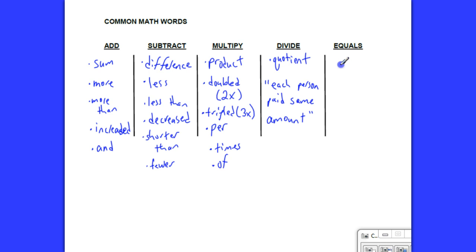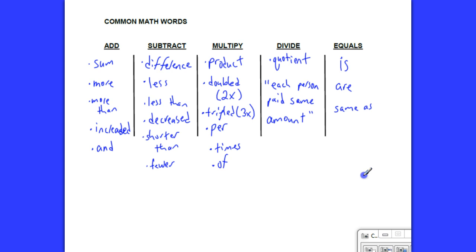So equals. The most common word for equals is the word "is" or "are." "The same as" can mean equals as well. There's much more that can go on this list. It just depends on the context of situations, and so we can't completely limit ourselves to this list, but hopefully this will be helpful for us as we approach some of these problems in this video for section 8.3.